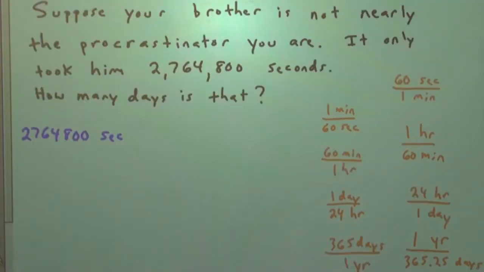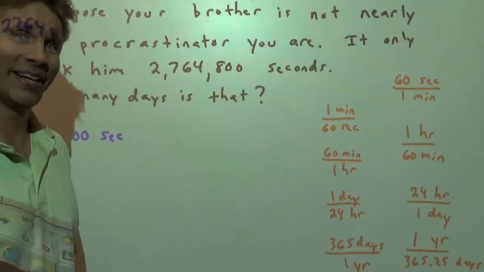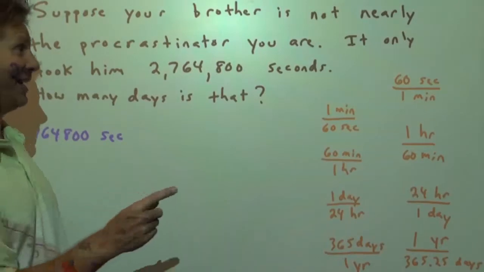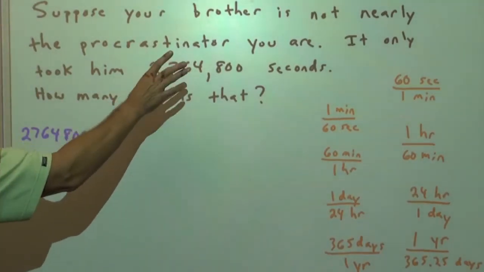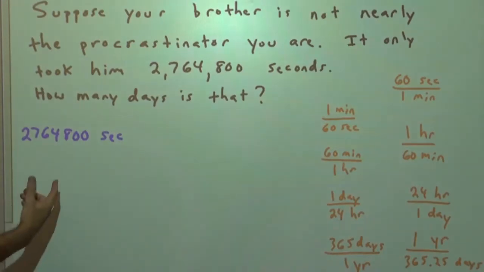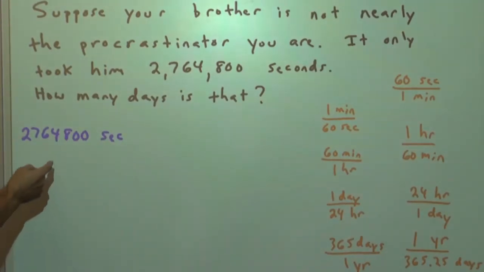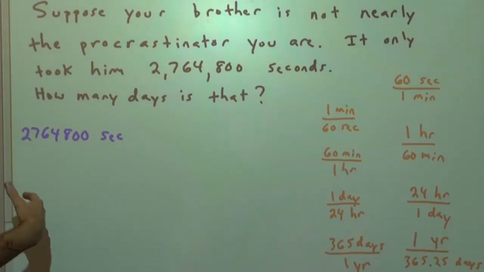We're moving on. Suppose your brother is not nearly the procrastinator that you are. Only took him 2,700,000 seconds. All right, how many days is that? Oh, this should be fun. We got to convert seconds to days.